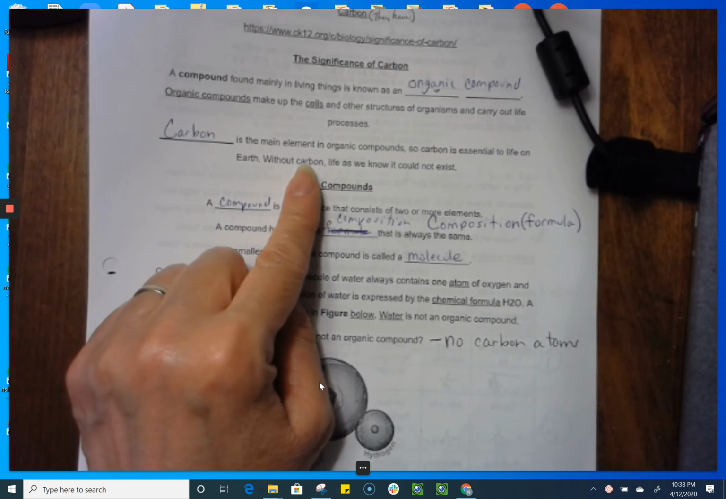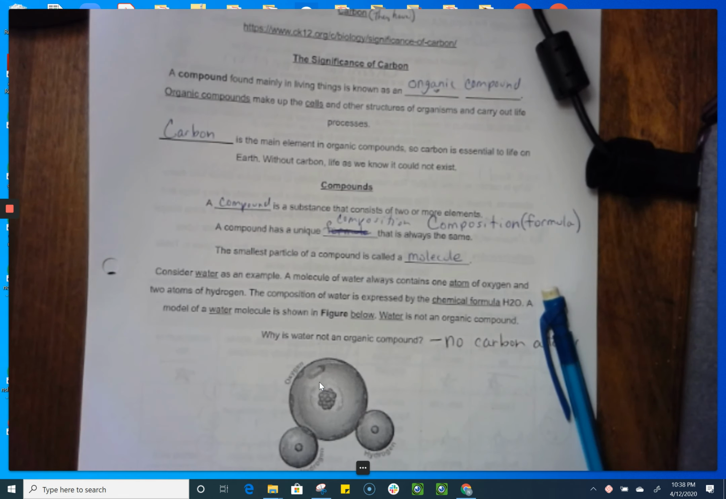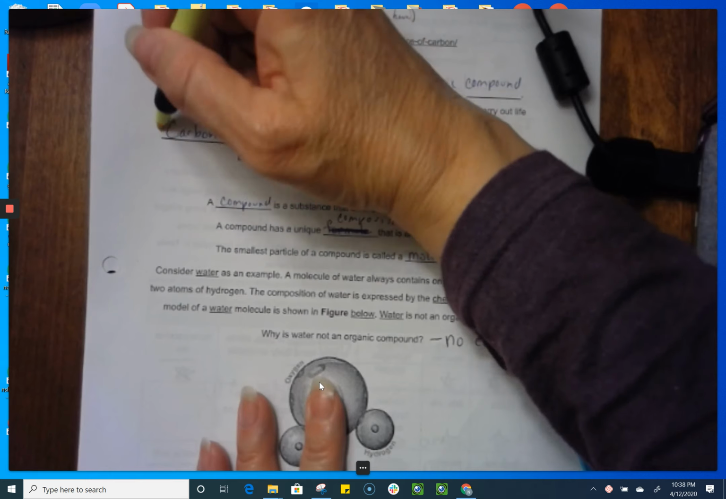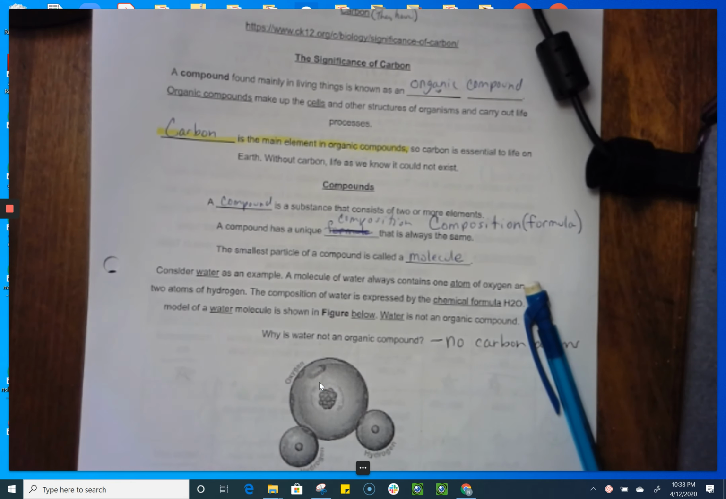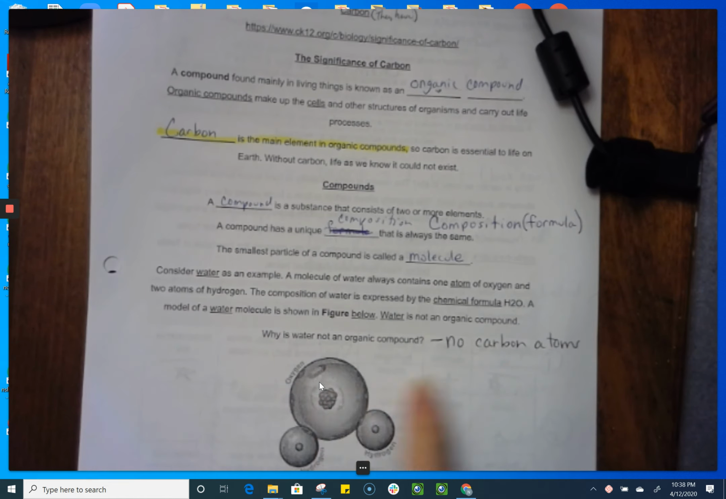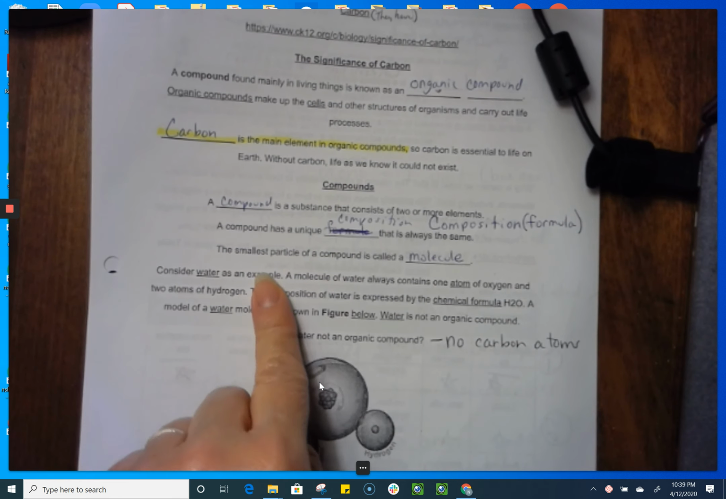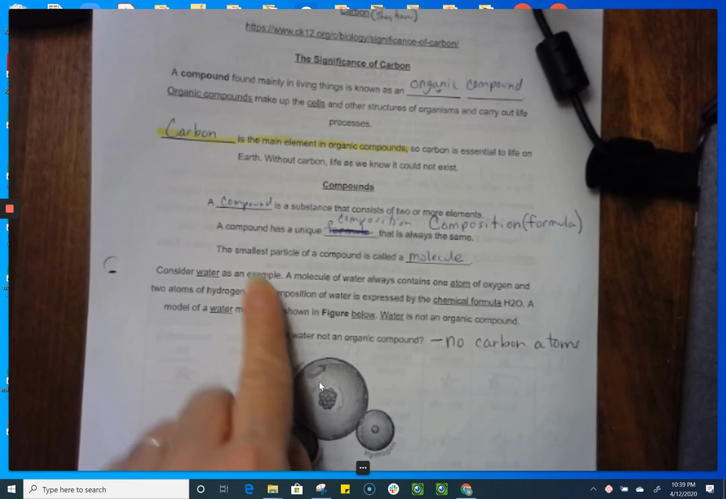Carbon is the main element in organic compounds. You need to know that. That's a test question. Carbon is the main element in organic compounds. So carbon is essential to life on Earth. Without carbon, life as we know it would not exist. And this right here is going to go through and review you a little bit about elements, compounds.